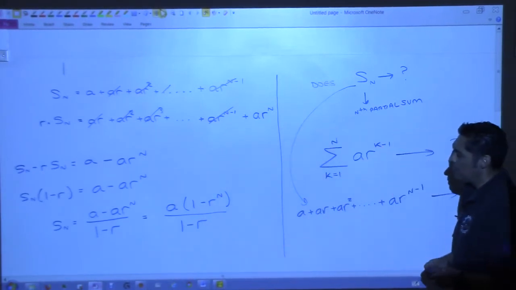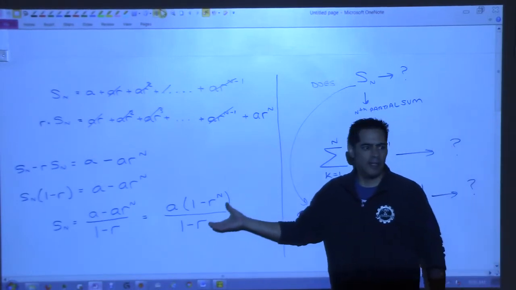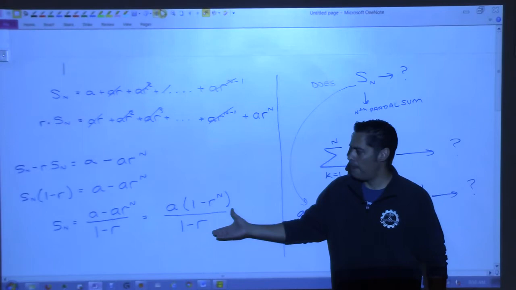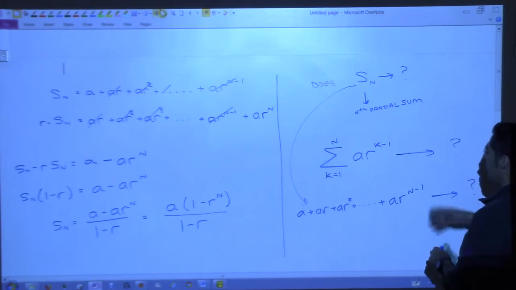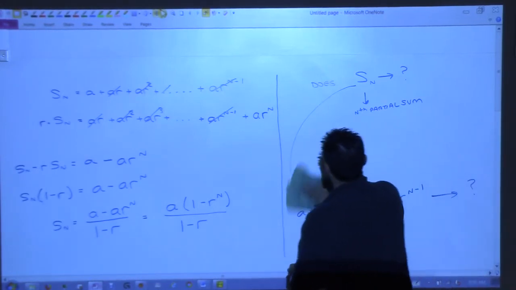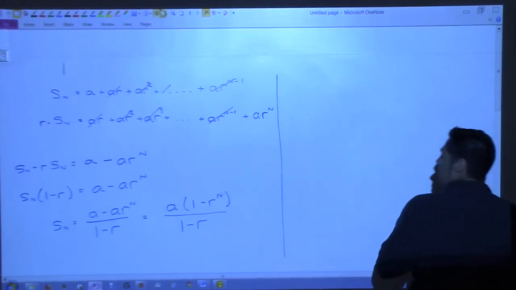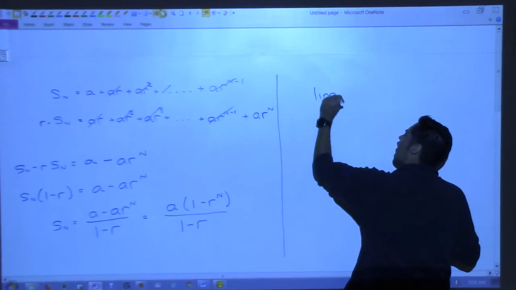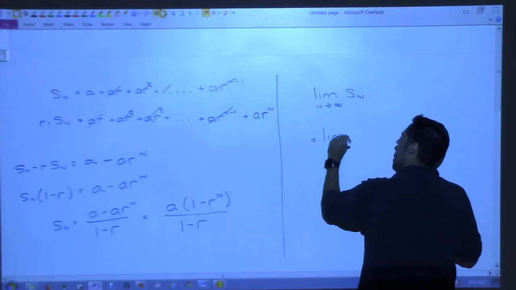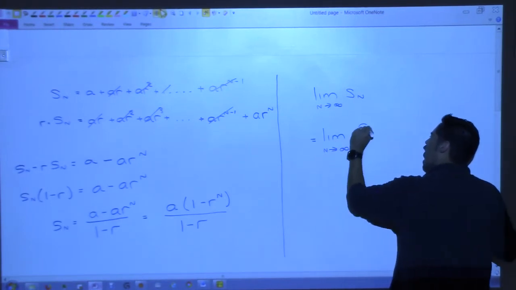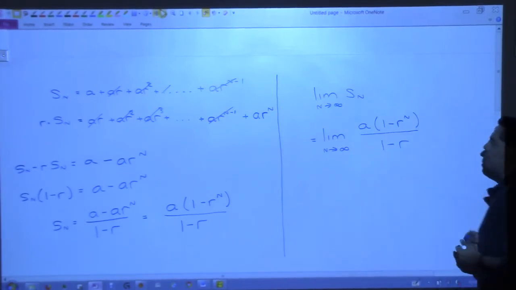Because of that, we've somehow turned a partial sum into a very nice, clean algebraic expression, right? Now, let's take the limit as n goes to infinity and see what happens. I'm going to take the limit as n goes to infinity of S sub n, which is equal to the limit as n goes to infinity of a times 1 minus r raised to the n over 1 minus r. And you're going to tell me what that does.